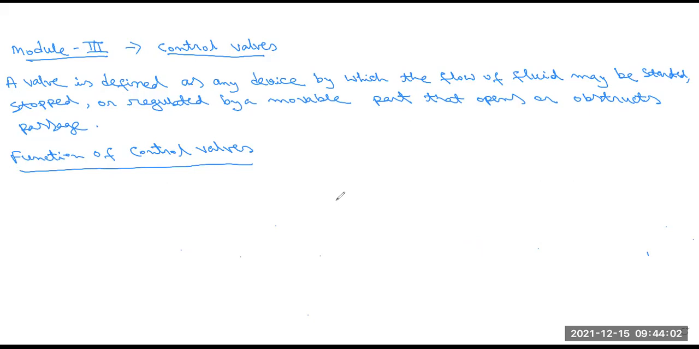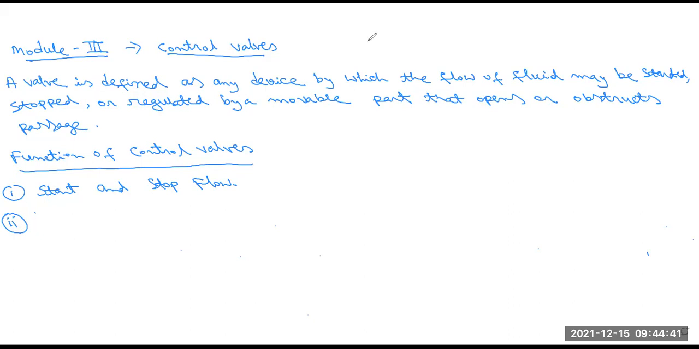So now what are the basic functions of these control valves? Number one, with this control valve we first start and stop the flow. This is very clear. When the control valve is started, that means the liquid flows from the tube, and when it is stopped, that means the liquid does not flow from the system. This is the first function, start and stop the flow.